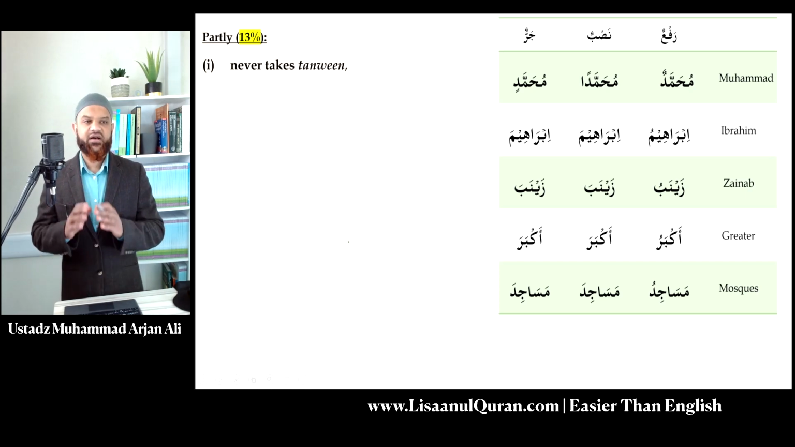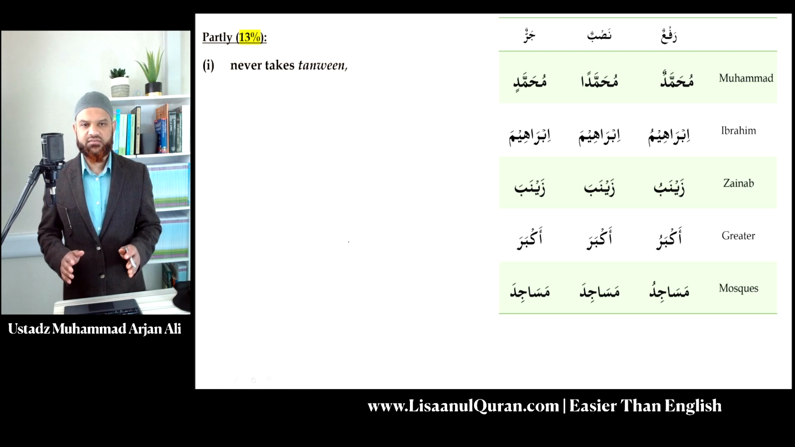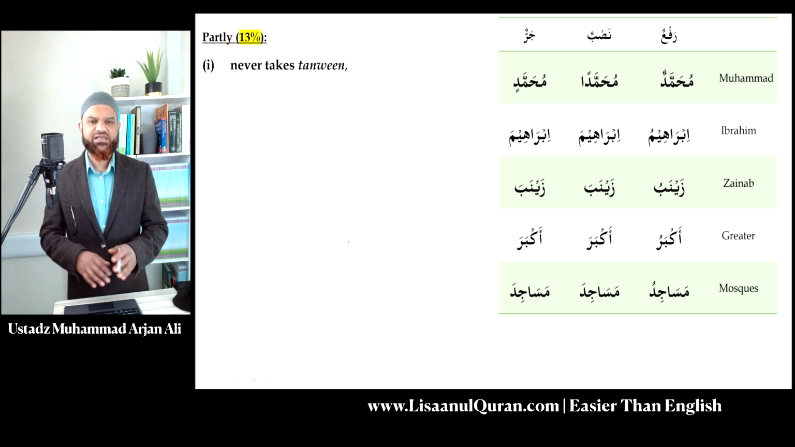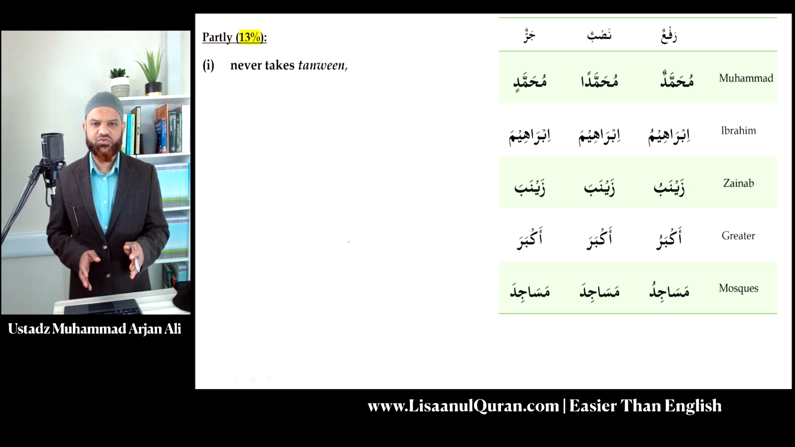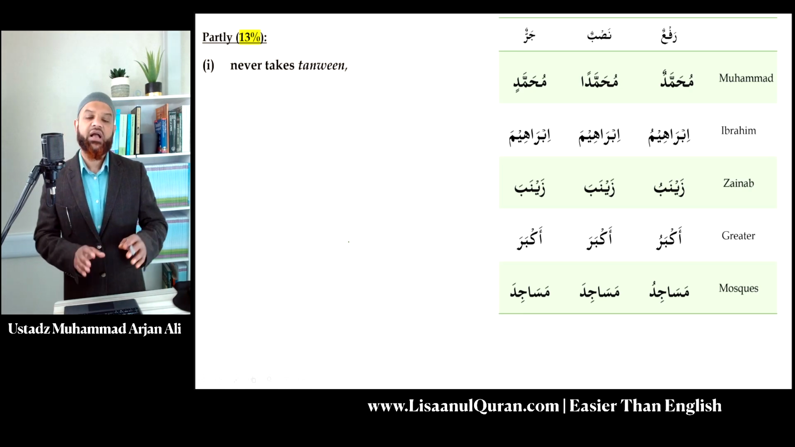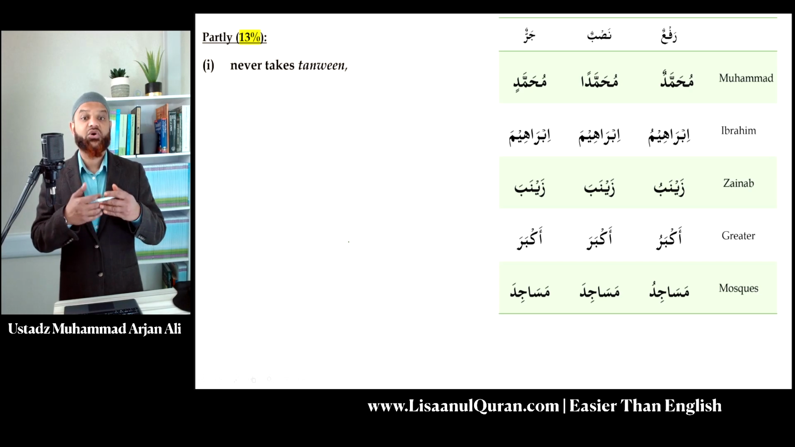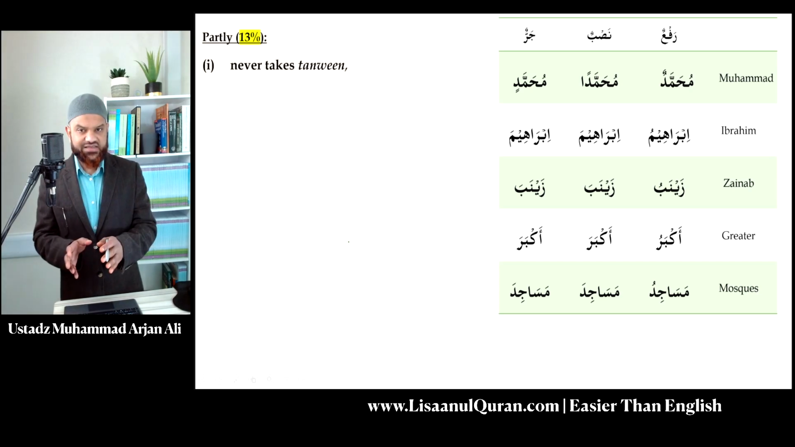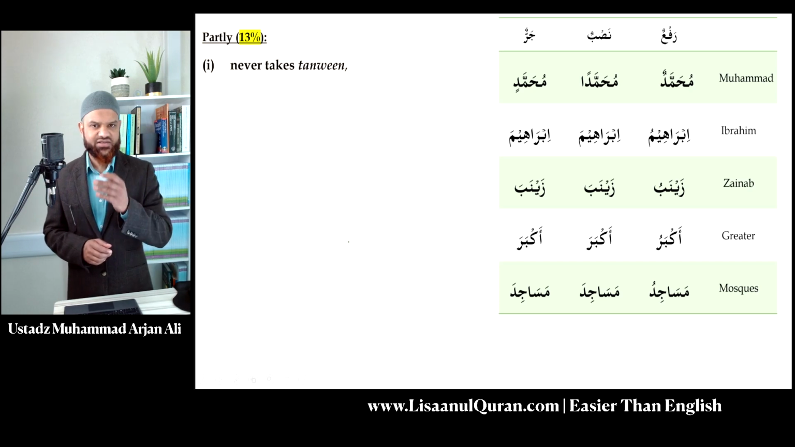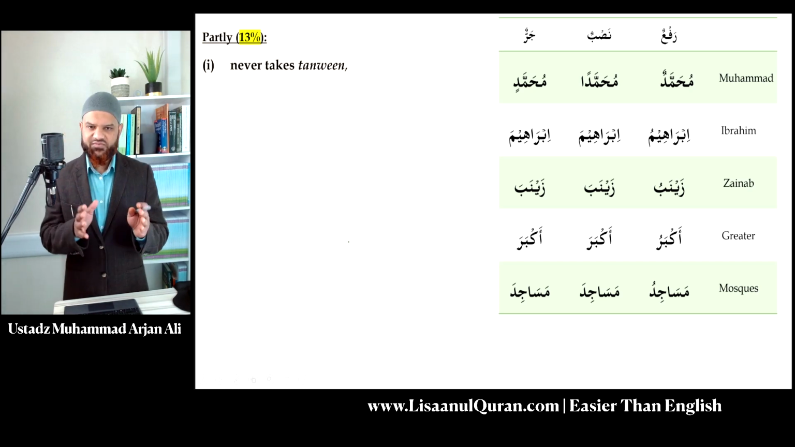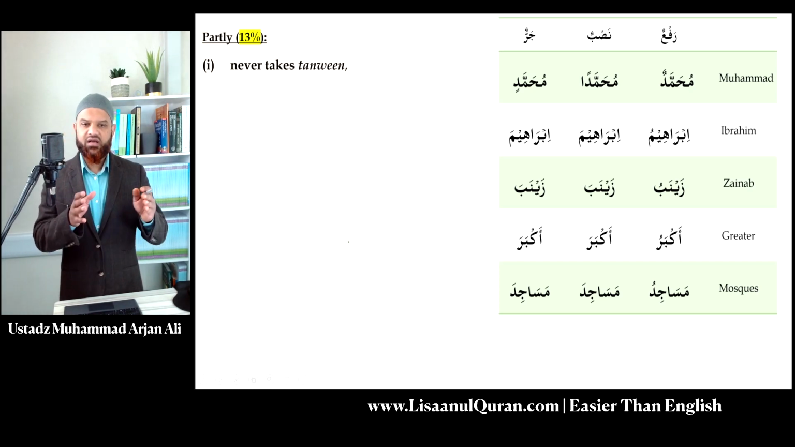They will never ever take tanween. Never. So never in the entire Arabic language you will find any of these words with tanween, and I'm going to go through the categories with you now. So whenever you see an ism that does not have tanween, one of the reasons is that it belongs to this category. There are other reasons, we'll pick them up later, inshallah, but most likely it will be partly declining, ghayru munsarif. Why? Because it can never ever take tanween.